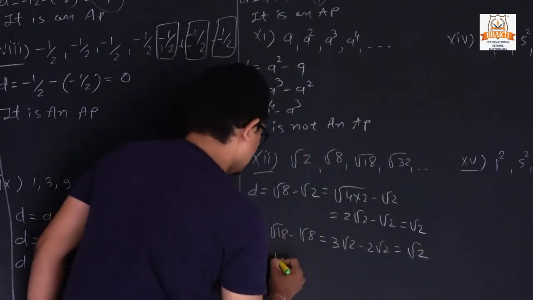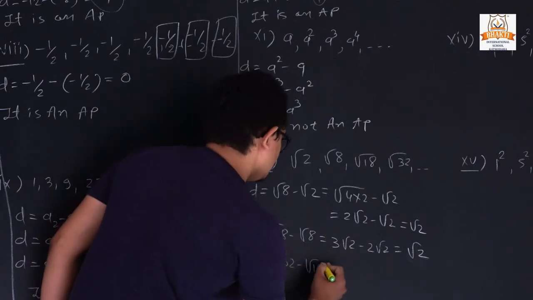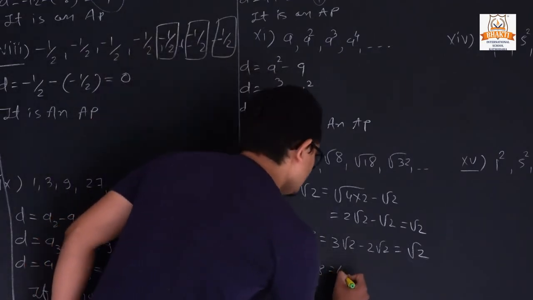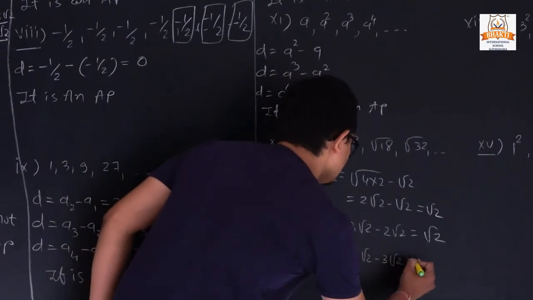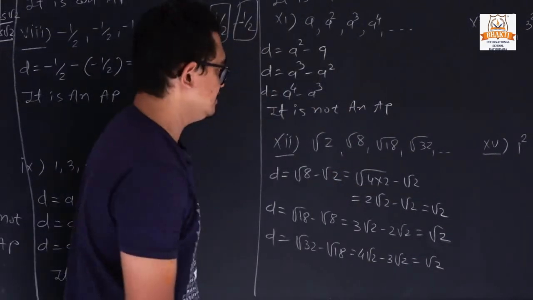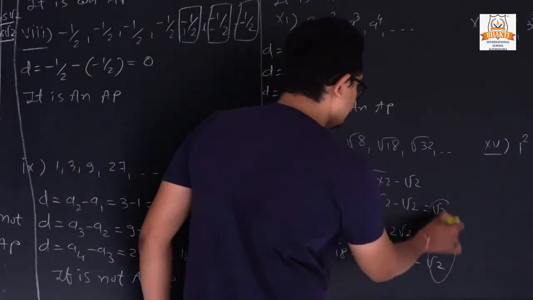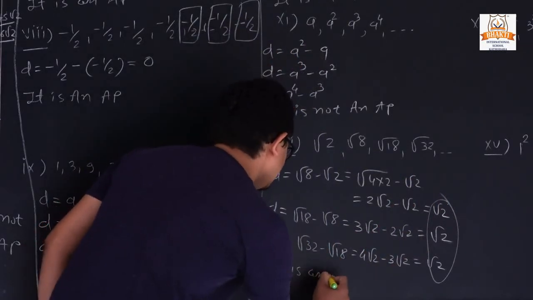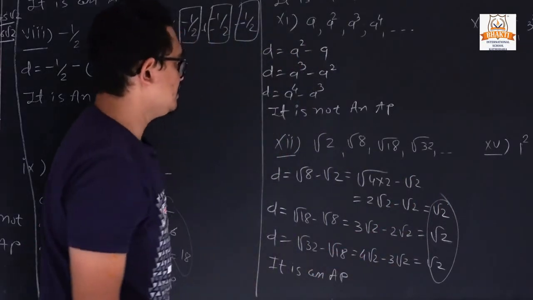Next, root 32 minus root 18. 32 is 16 twos, so 4 root 2 minus 3 root 2. Once again we have the same difference. Each time we have the same difference, root 2. So we can write that it is an arithmetic progression.